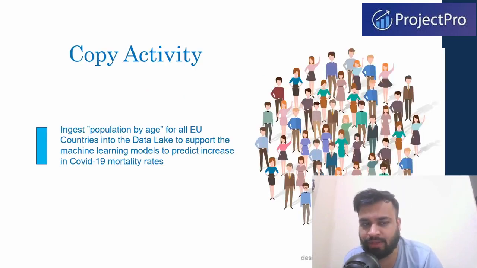So in the copy activity, we are going to ingest the population by age for all the Europe region into the data lake, which supports the machine learning models for predicting the increased mortality rates in COVID-19, because during COVID-19, the mortality rate was the biggest issue in the world. So let's look at the data first so that we'll get a clear understanding of what we are dealing with.